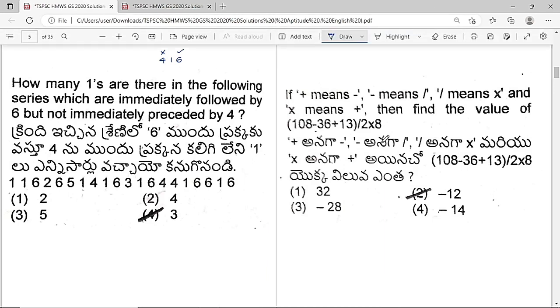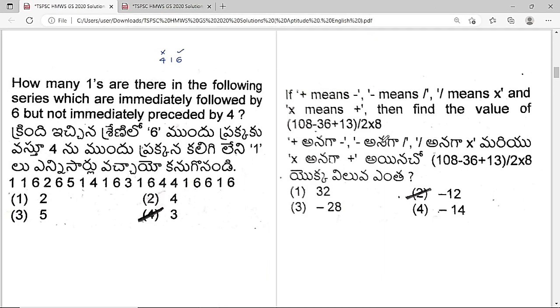So now we are going to solve another question. See the question here. If plus means minus and minus means dash, dash means into and into means plus, then find the value of 108 minus 36 plus 13 bracket by 2 into 8. So if plus means minus, minus means division, if division means cross and cross means addition, then find the value of this. So what is the implication of this one we need to figure out.